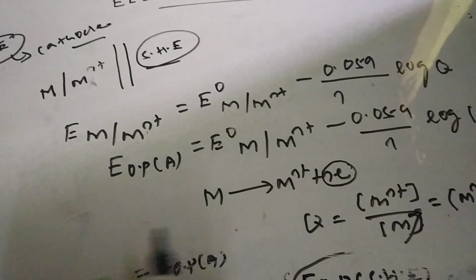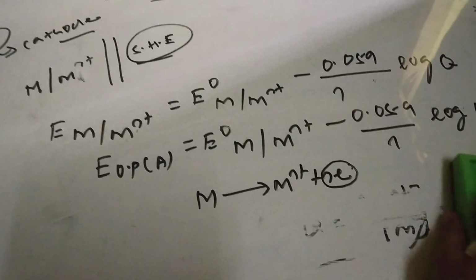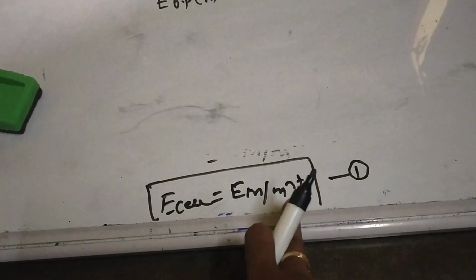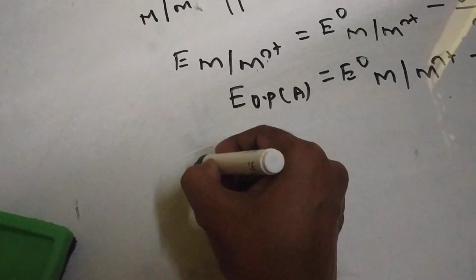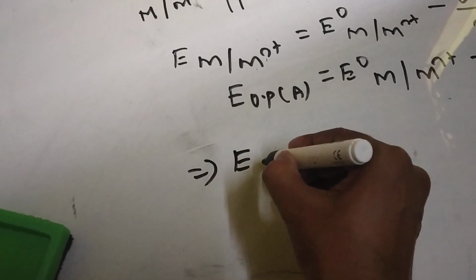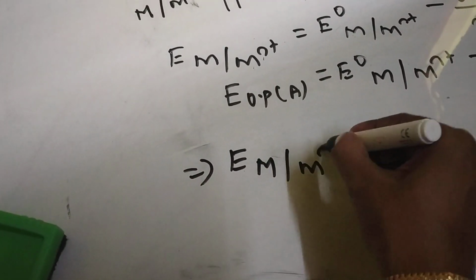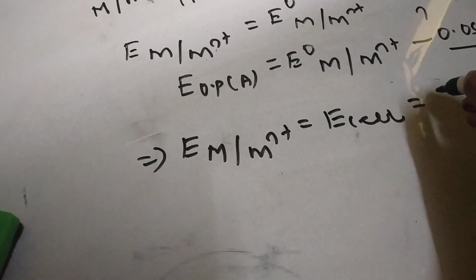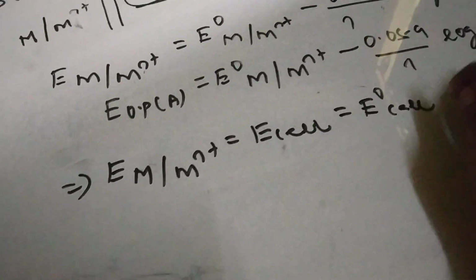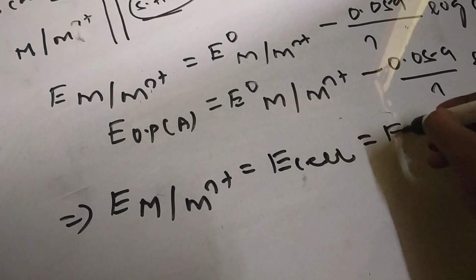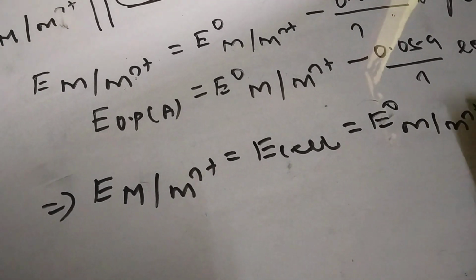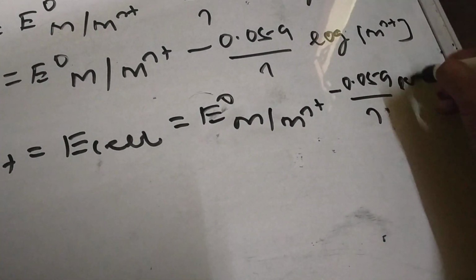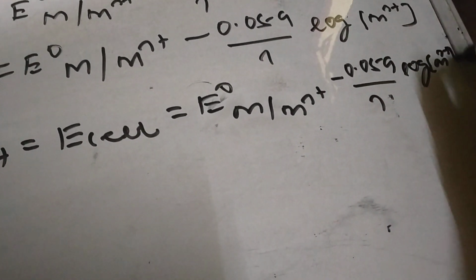So now if I want to write this equation here, what is equation 1? Equation 1 is E cell is equal to E of M to Mn+, so this equation can also be written as E of M to Mn+, that is nothing but equal to E cell from equation 1, is equal to E naught cell, is equal to E naught of M to Mn+ minus 0.059 by n into log Mn+.